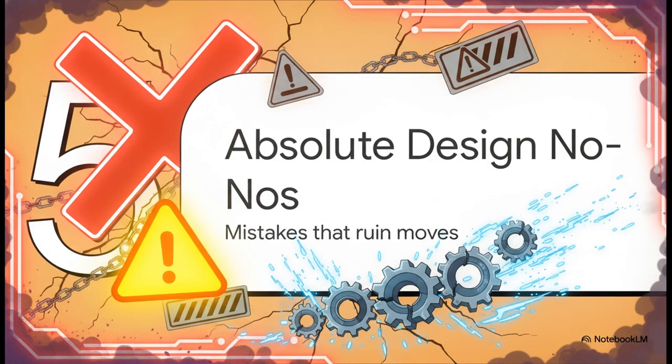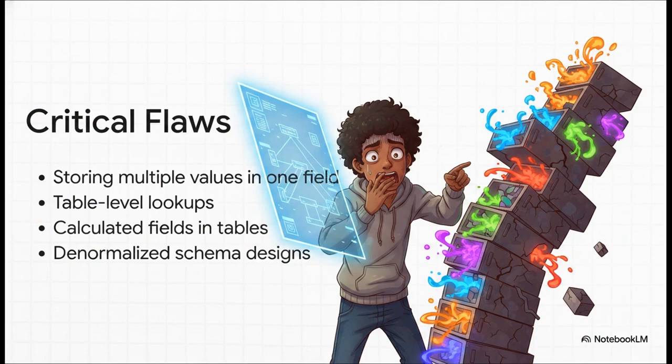Okay, I need to throw up a massive warning sign right now. Section 5, absolute design no-nos, mistakes that absolutely ruin migrations. If you really want to future-proof, there are a few structural flaws you must avoid at all costs. Number 1, never ever store multiple values in a single field. Look, Access has a multi-value field feature, sure, but SQL Server absolutely does not support it natively because it breaks standard relational database rules. Also, you've got to avoid table-level lookups and avoid storing calculated fields directly in your tables.